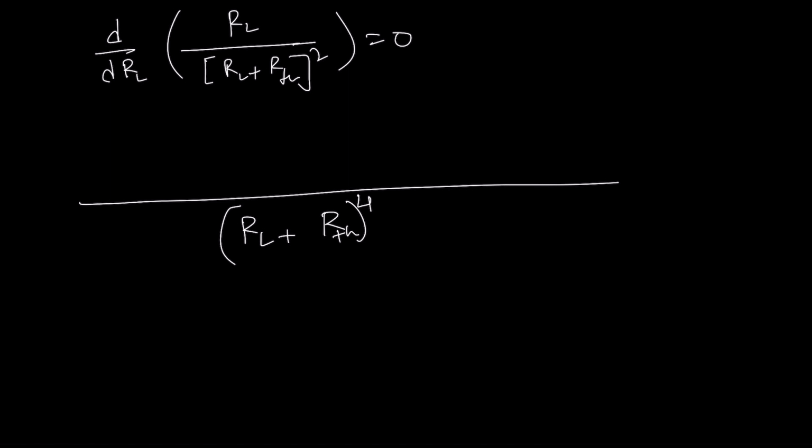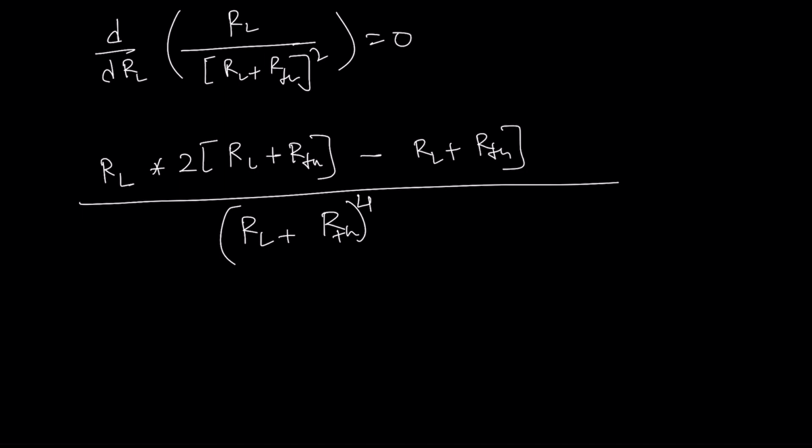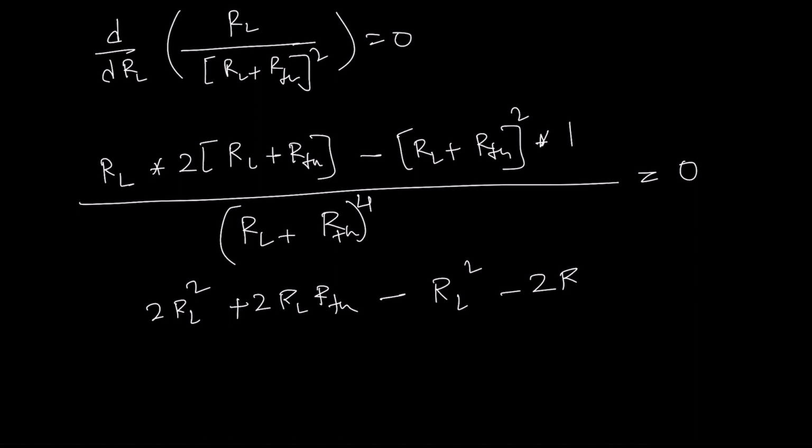And u dv, right? That means RL into 2 into RL plus RTH, minus RL plus RTH whole squared into 1, equal to 0, right? From here we can write down 2RL squared plus 2RL RTH minus RL squared minus 2RL RTH minus RTH squared equal to 0, right?